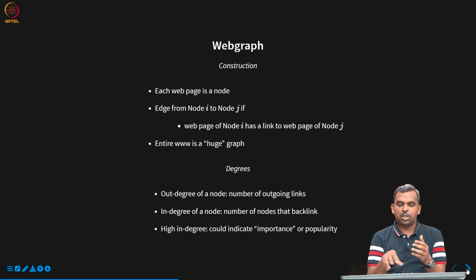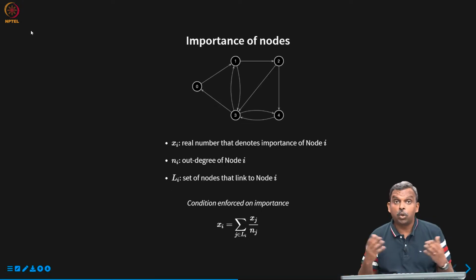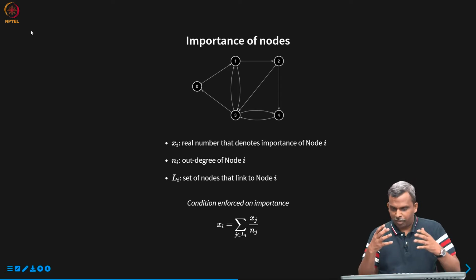So how do you associate this importance? You use this web graph, but then you do something more. So how do you go about assigning some sort of importance to a node? We've made a graph.